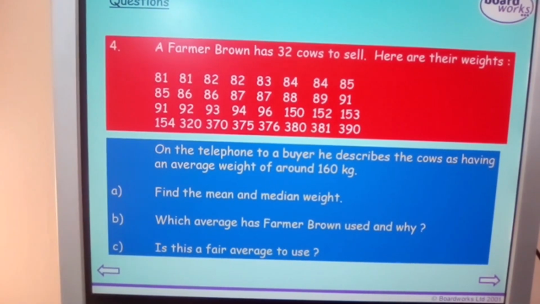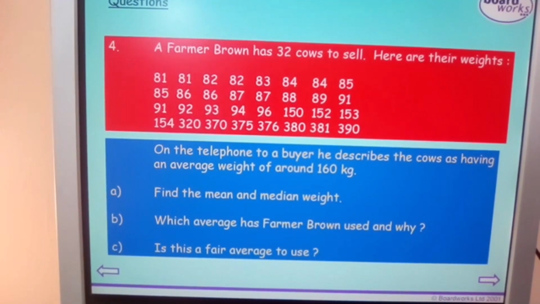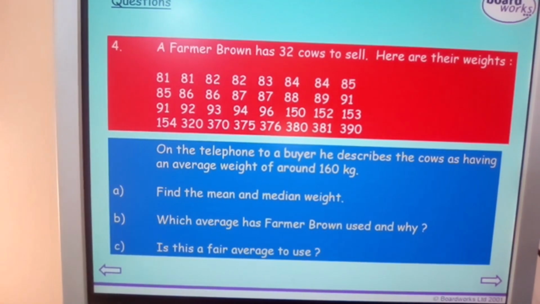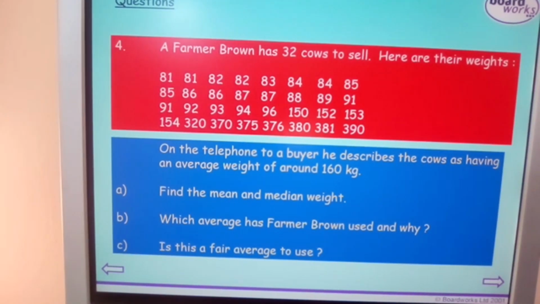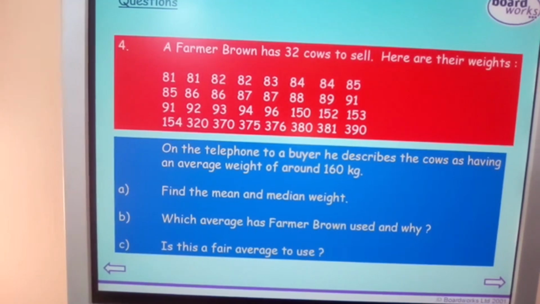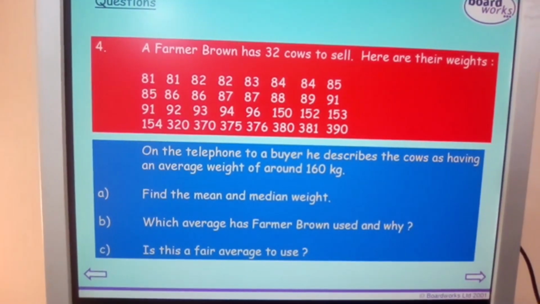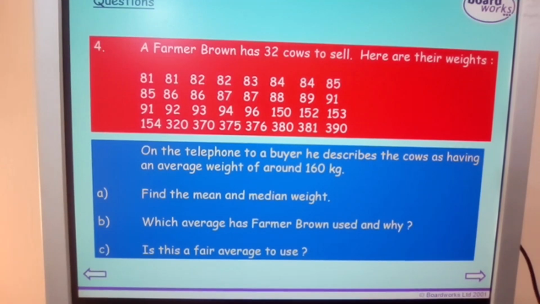Okay, a Farmer Brown has 32 cows to sell. Here are their weights. On the telephone to a buyer, he describes the cows as having an average weight of around 160 kilograms. Find the mean and median weight. Which average has Farmer Brown used and why? Is this a fair average to use?